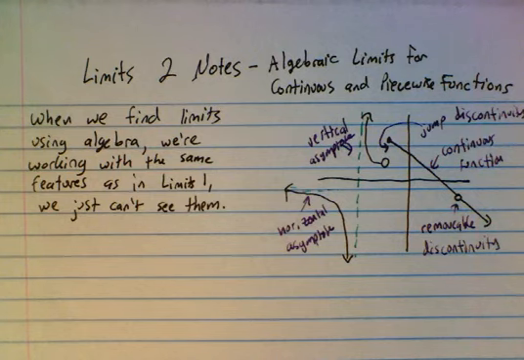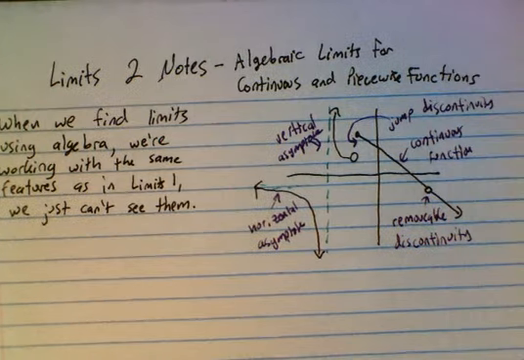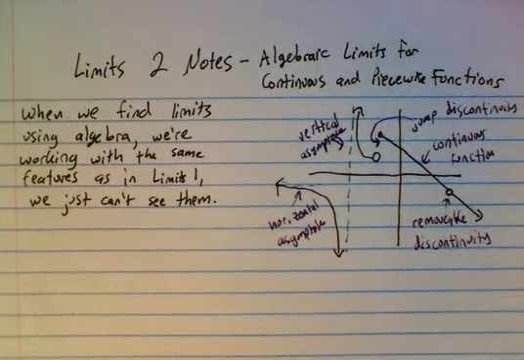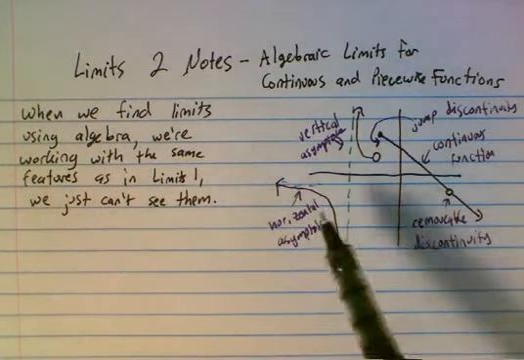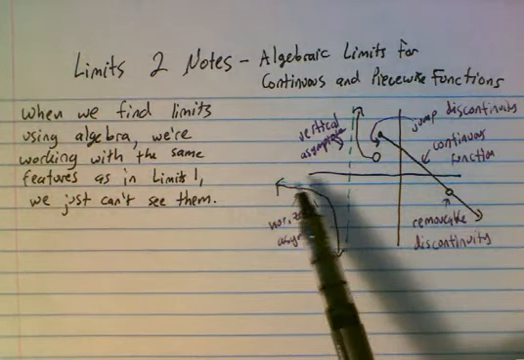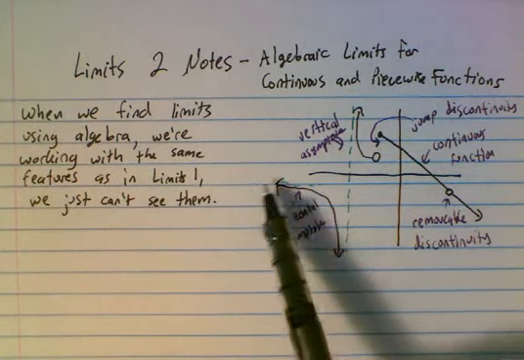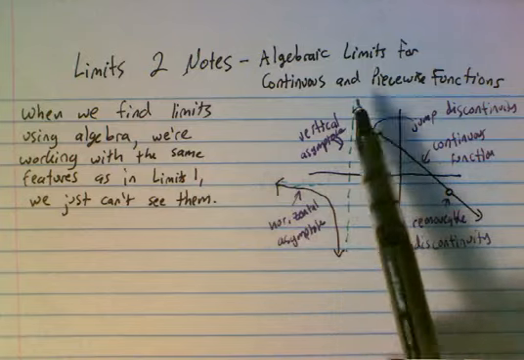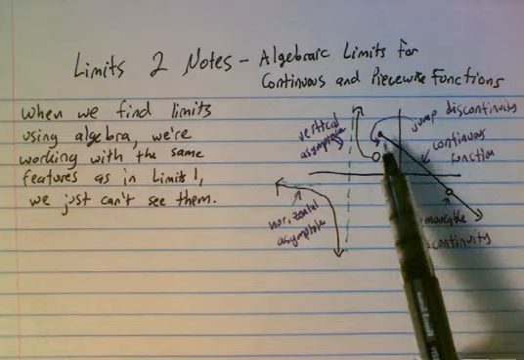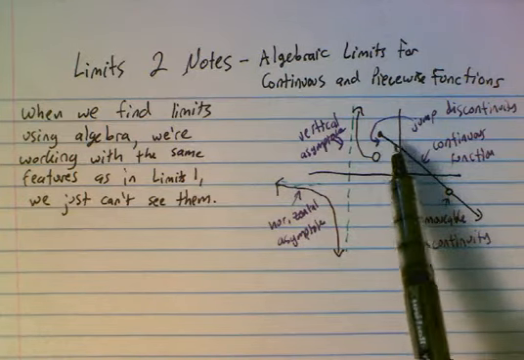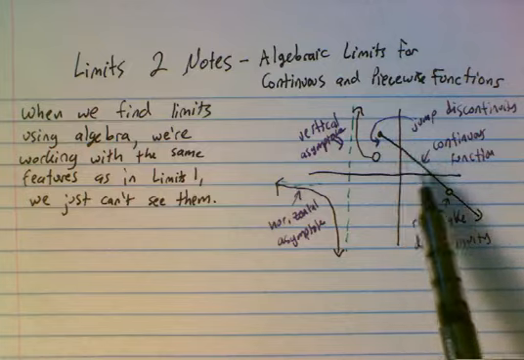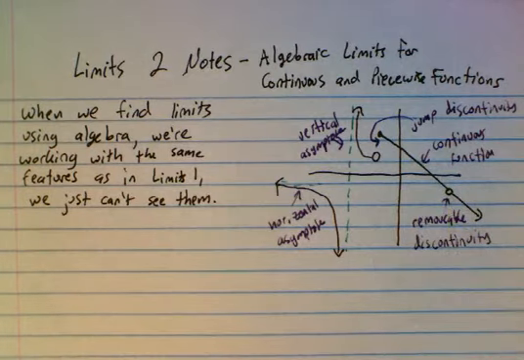So when we're working to find limits using algebra, we're still working with the same features that we were in limits 1, we just can't see them. So we're still going to have times when we're looking for the end behavior, what's happening as x approaches infinity, sometimes when we're approaching a vertical asymptote, sometimes at a jump discontinuity, sometimes at a continuous function where everything's just flowing real smoothly, sometimes at a removable discontinuity.